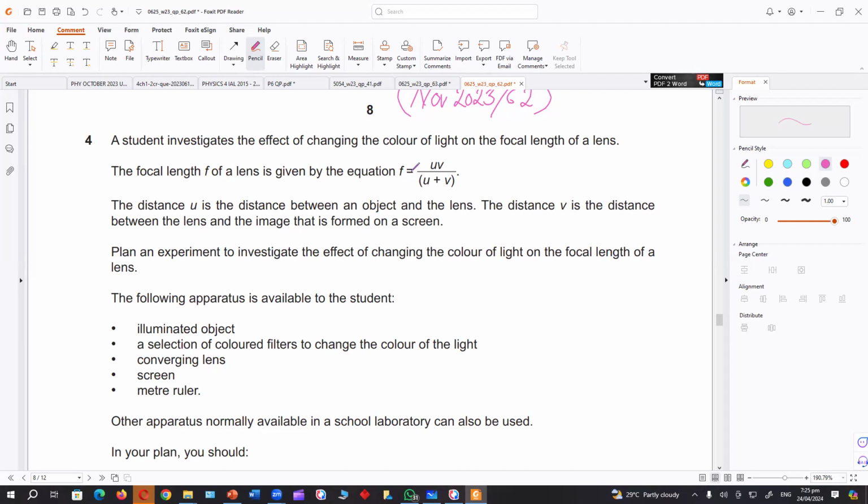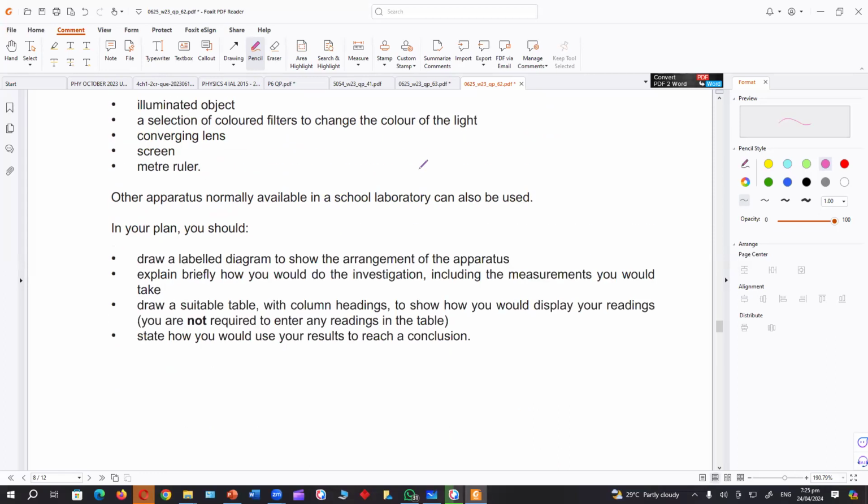So, plan an experiment for the effect of changing the color of light on the focal length. So: illuminated object, a selection of color filters to change the color of the light, converging lens, screen, meter rule. Other apparatus normally available in the laboratory can also be used. Draw a labeled diagram to show the arrangement of the apparatus and explain briefly how you would do the investigation, including the measurements you would take.